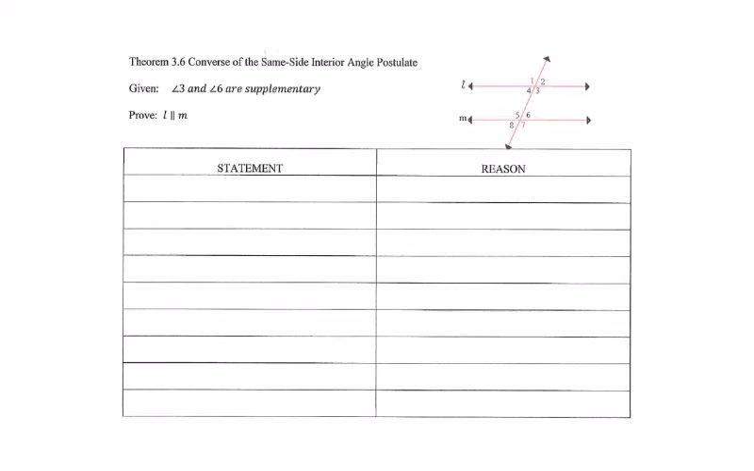All right, next theorem 3-6, converse of same side interior angle postulate. So now we're given that these two angles 3 and 6 are supplementary. They're on the same side of the transversal and interior, in between the two lines that we're trying to prove parallel. And so they're supplementary, and we want to prove that that makes the lines parallel. Okay, so we'll start with our givens. Angle 3 and angle 6 are supplementary. All right, and that's a given.